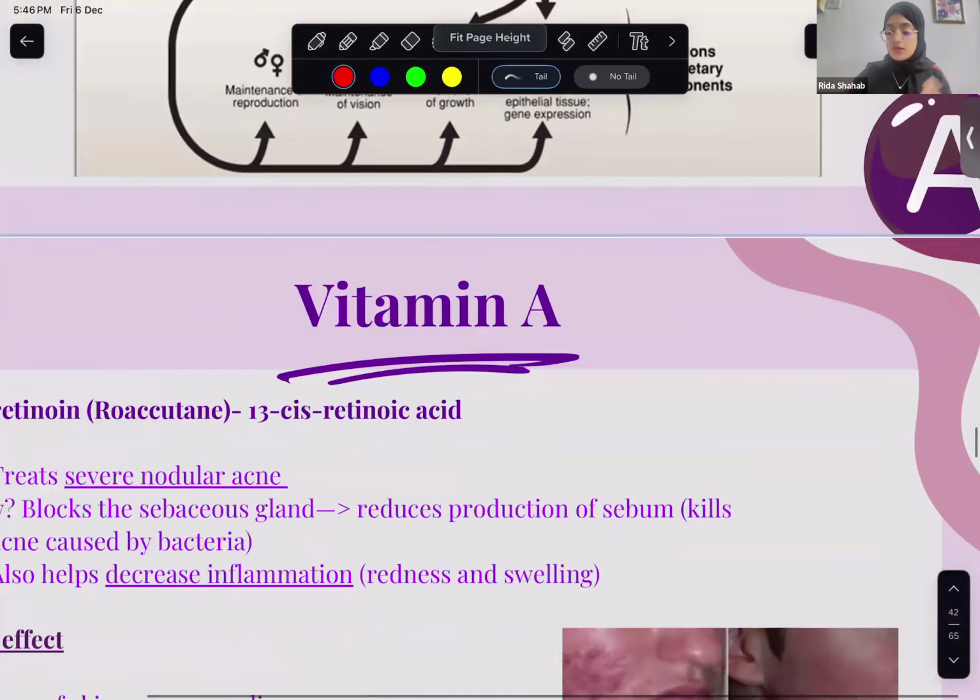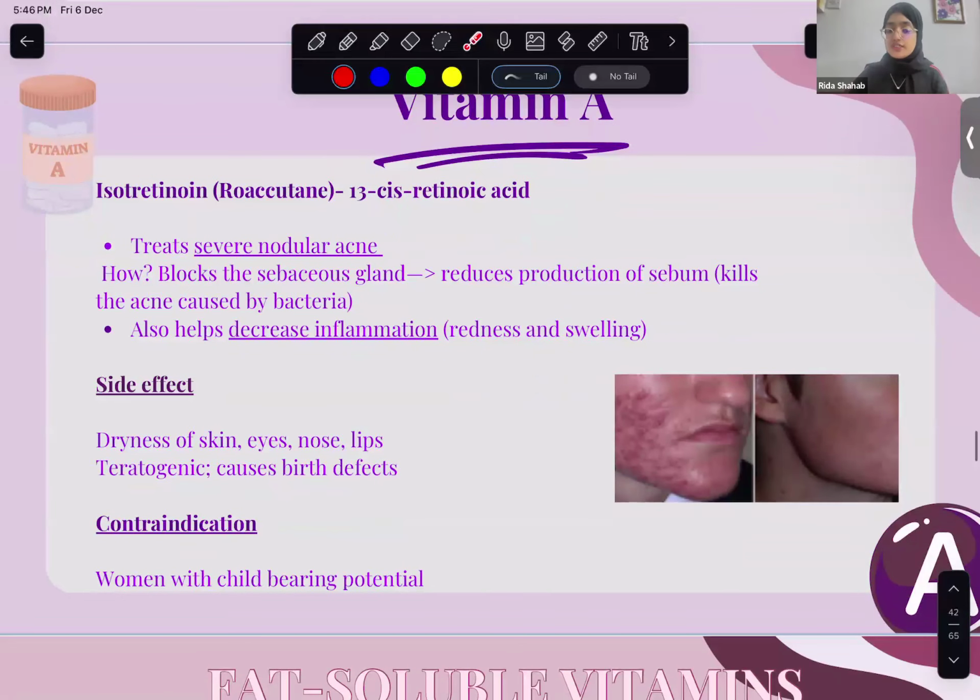Okay, so we're going to talk about isotretinoin, which is also called Accutane, and this helps in treating nodular acne. How it does that is it blocks the sebaceous gland. Now, what is the sebaceous gland? The sebaceous gland is basically a gland that produces oil on your skin. So if you're blocking this, the sebaceous gland is not working, which reduces the production of sebum, which is basically the oil.